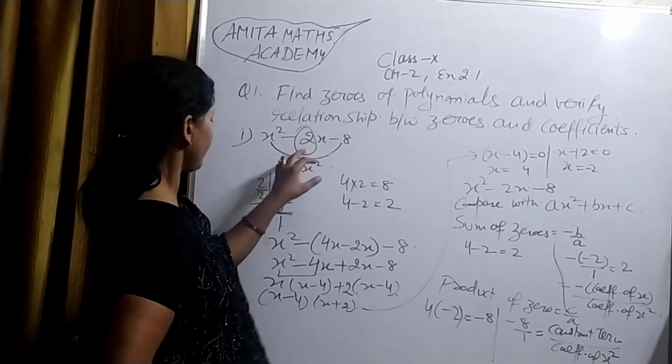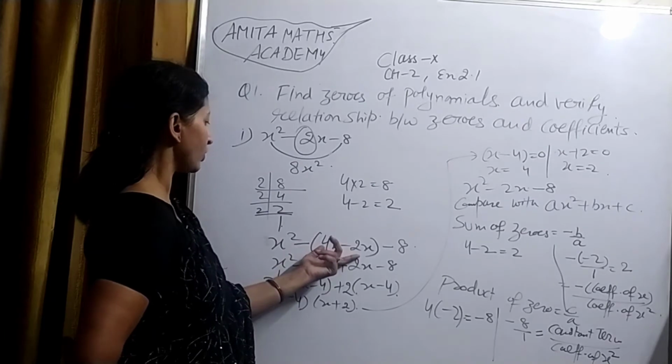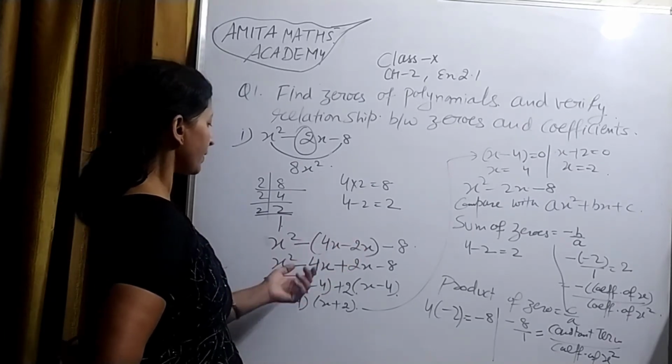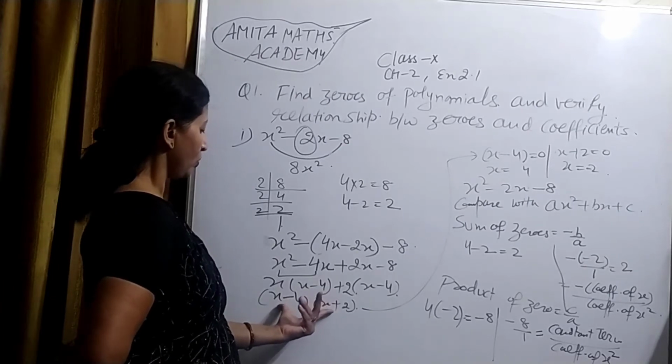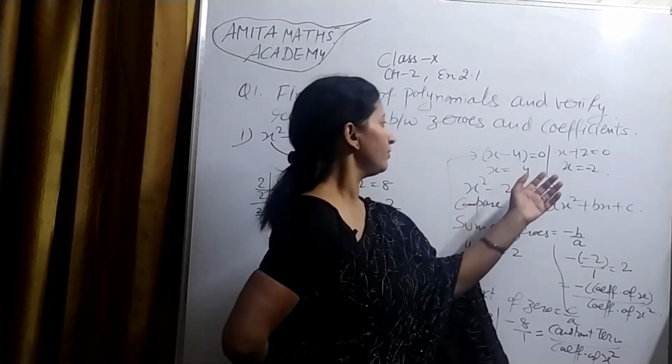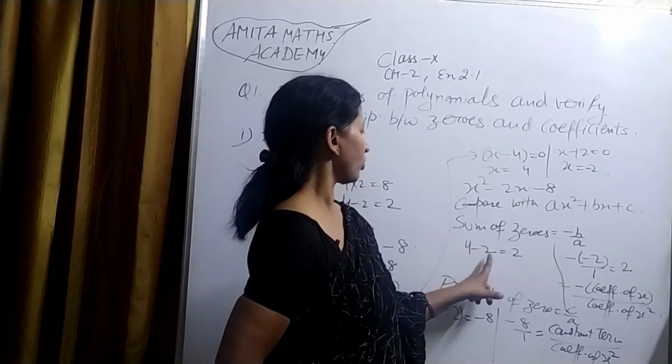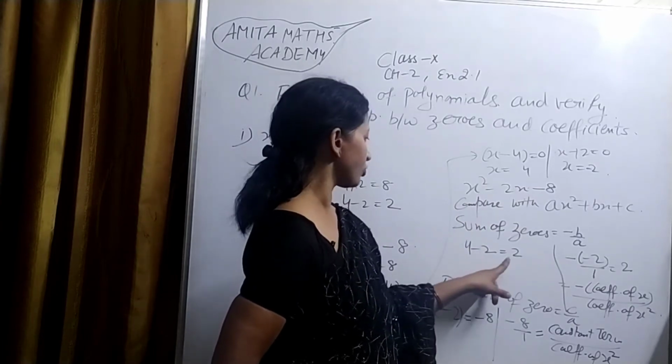So I break the middle term 2x into 4x minus 2x. I open the bracket and the sign will change. I got 2 factors. What is 4 minus 2? It is 2.